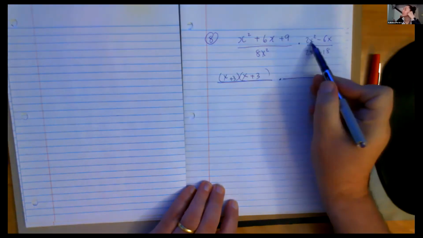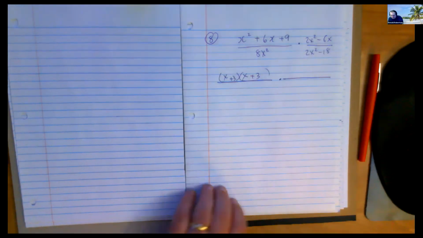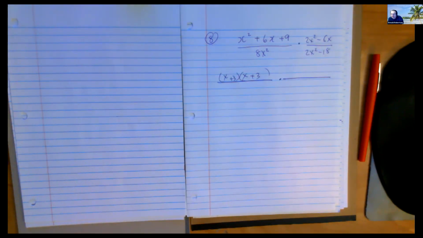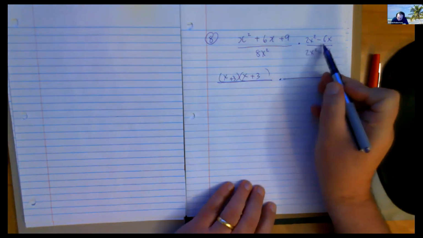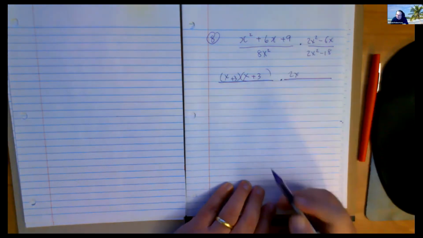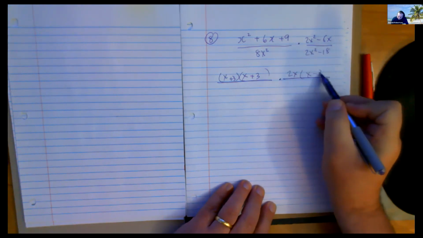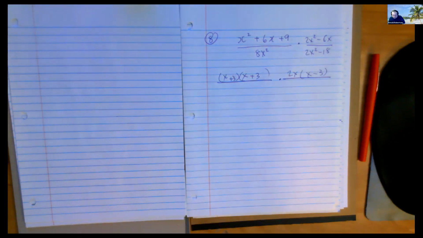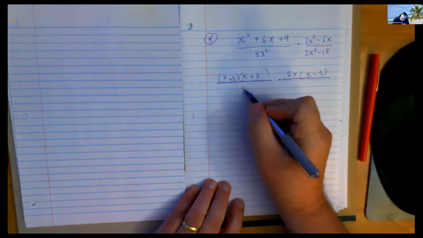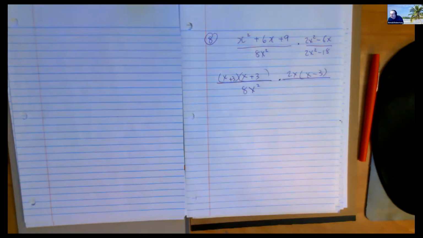Okay, this second one here is not a trinomial, right? It's a common factor, isn't it? Would you agree you can take out 2x as a common factor? And when you do that, you're left with what? An x and a minus 3. Does that look good? Okay. There's nothing I can do to 8x squared, so I'm not even going to try. It's as good as it's ever going to be.